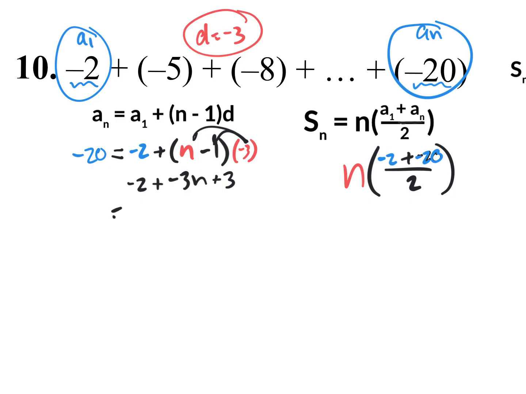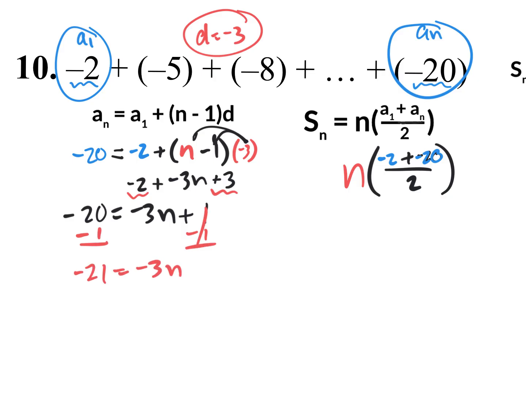So I'm just going to rewrite it, negative 3n. And then I'm going to combine the minus 2 and the plus 3, and that's going to be a positive 1. Now we still have the minus 20 over here that comes down on the left side of the equal sign. And now we just need to solve for n. So let's get rid of the plus 1 by subtracting 1. Subtracting 1, we're going to end up with a negative 21 equals negative 3n.